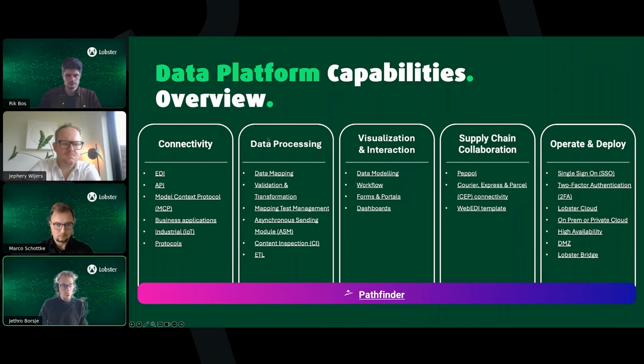We clustered them in groups: capabilities around connectivity, around data processing, around visualization and interaction. This is, of course, a lot coming from Pro historically. Then our supply chain collaboration features, which are all new. And finally, everything around operations and deployment of the platform. And every slide has a concrete example and more details.